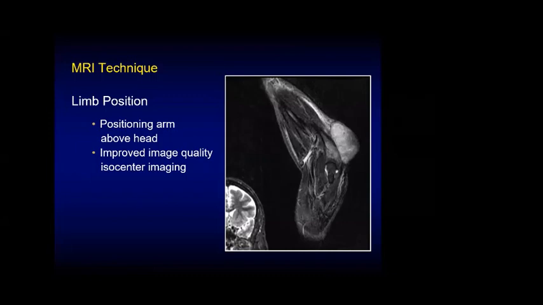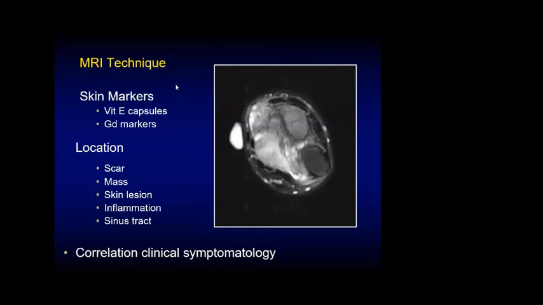Another thing related to MRI technique is placing a skin marker. There are different skin markers you can use, including vitamin E or gadolinium markers. It is always good practice and is always recommended to place a skin marker. In fact, two skin markers, one at the upper border of the tumor, and the second one at the inferior border of the tumor. So then you know the boundaries of the tumor.